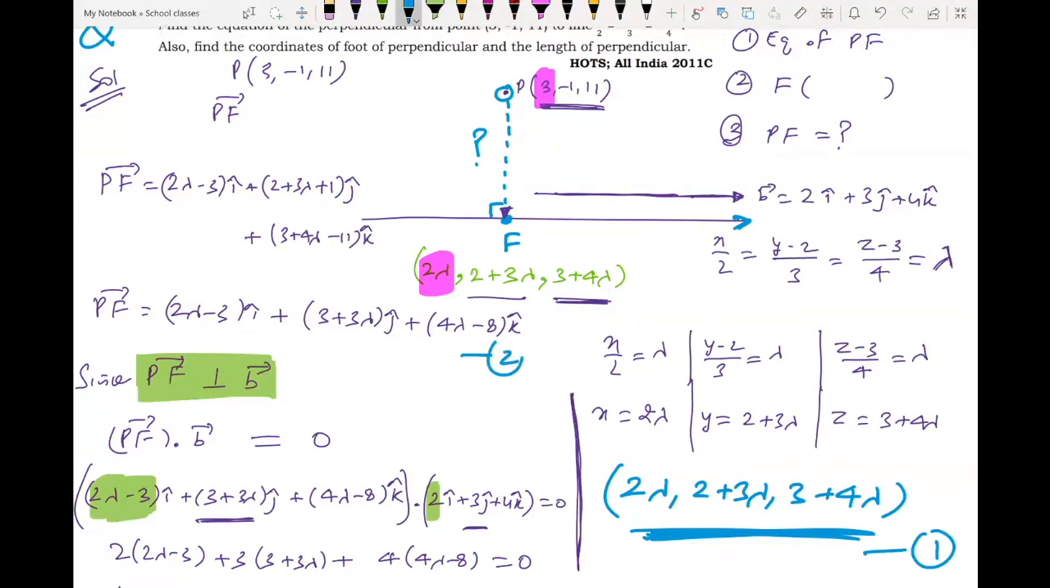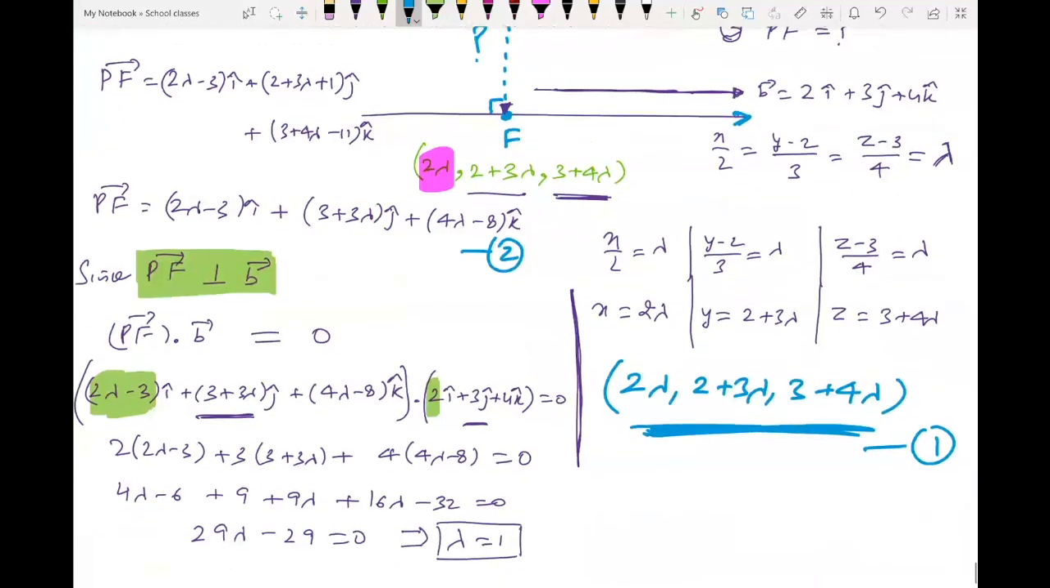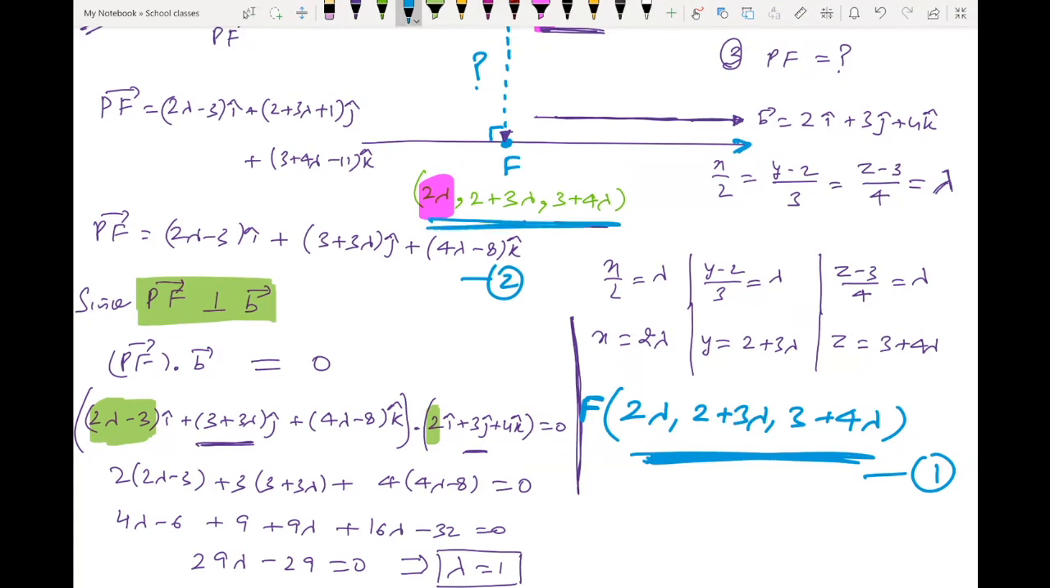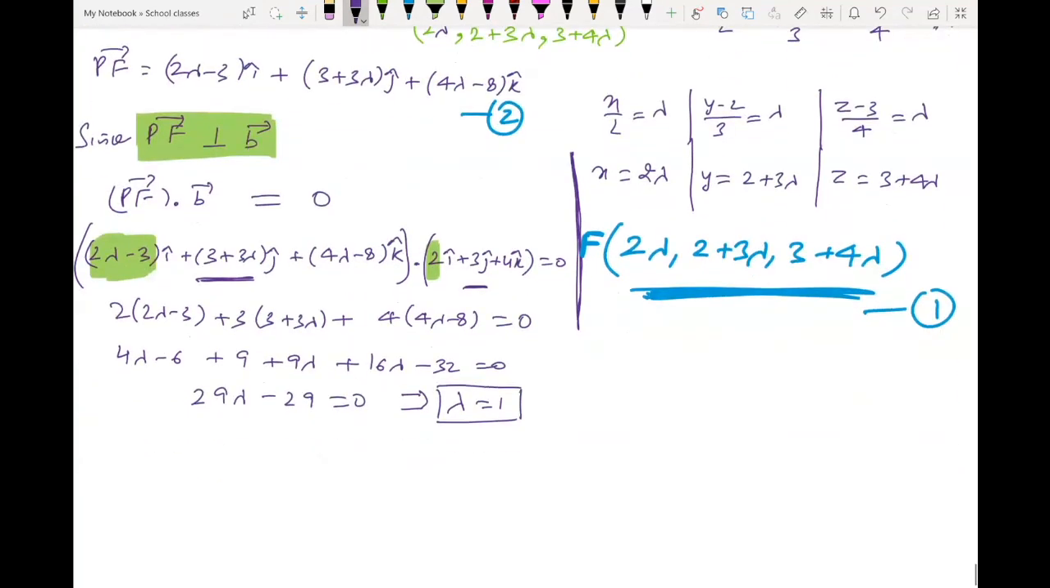You just put the value of lambda in 1 and 2. Why am I saying this? Because this 1 is nothing but actually the foot of perpendicular. You have written it here. See, the foot of perpendicular is given in terms of lambda. So you just put lambda here, you'll get the foot of perpendicular. So we got lambda. Put this in first and second.